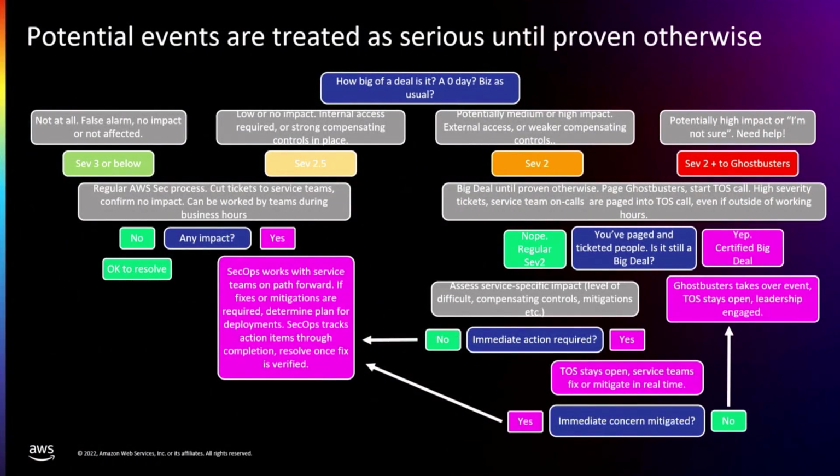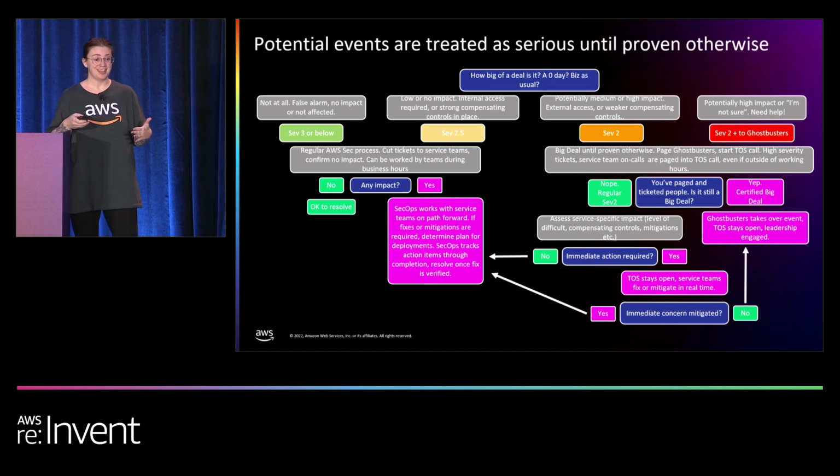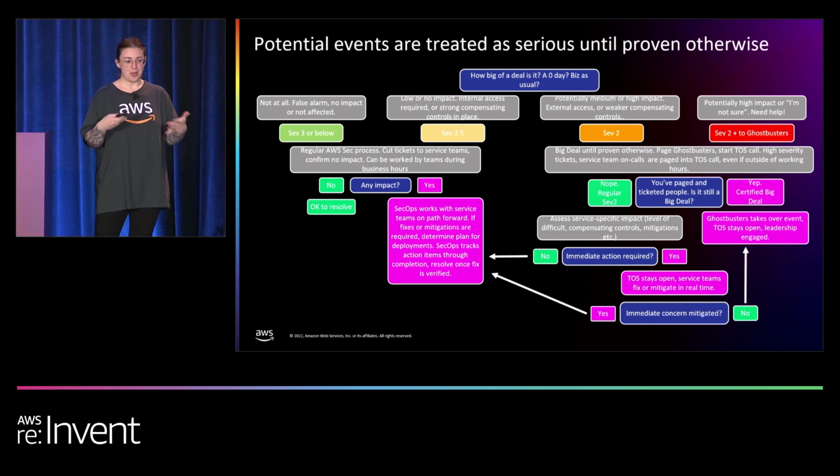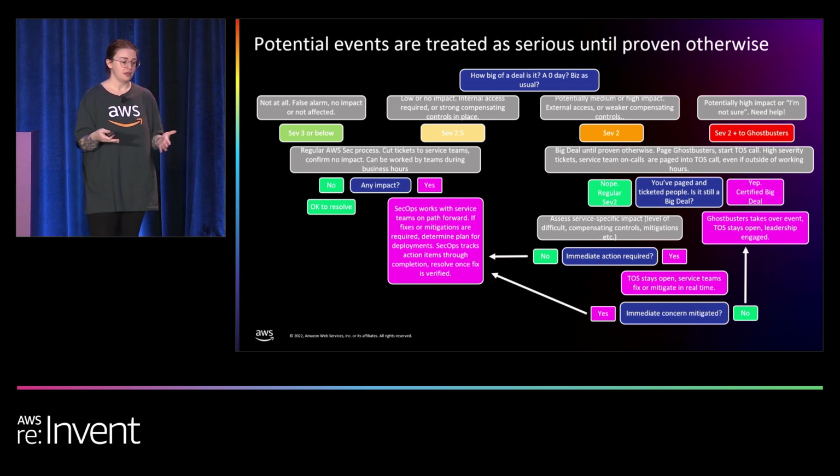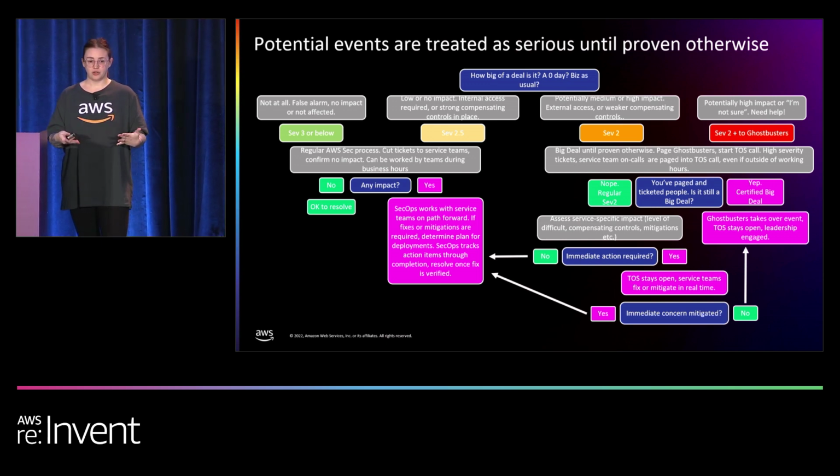So one of the founding principles, right, at AWS for how we handle events, operational or security or otherwise, is that you're serious until proven otherwise, and not the other way around, right? You start with the assumption that something is a big deal, and then if you can prove that it's not a big deal, then you can downgrade, right? But other than that, you treat everything like it's a big deal right up until you can prove that it's not. And I think that's really important, right?